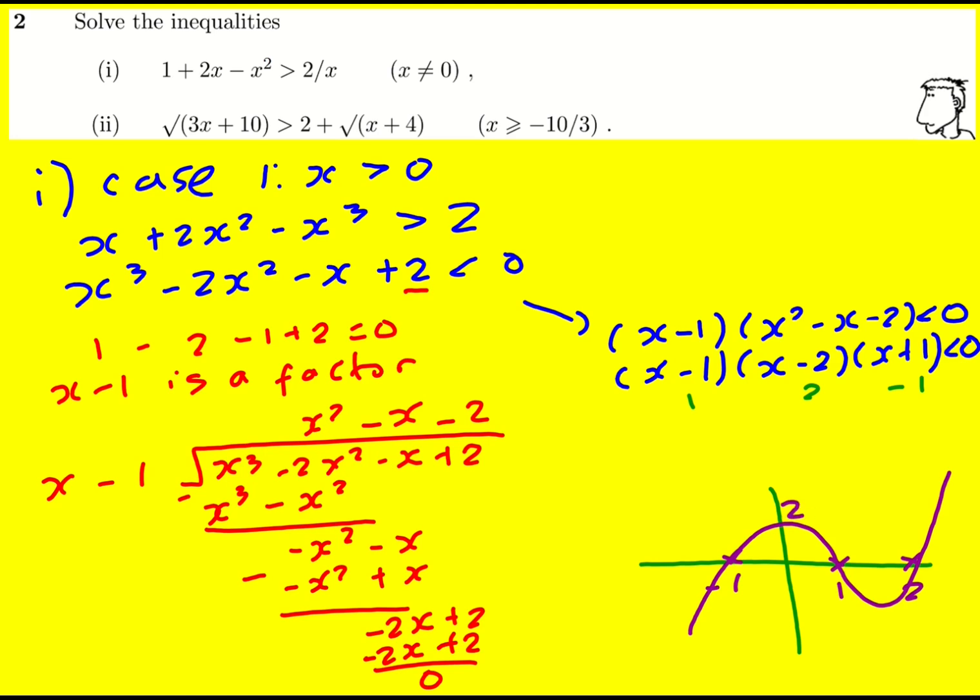So I'm interested in where it's less than 0, but don't forget we've got this overarching condition that x is greater than 0 as well. So x is greater than 0, which means I'm not interested in any of this. Where is it less than 0? It's going to be between 1 and 2. So 1 is going to be less than x, which is going to be less than 2. That is a definite solution for case one.